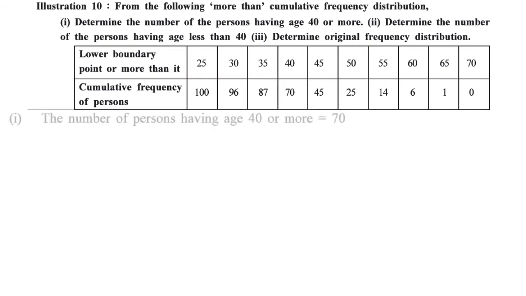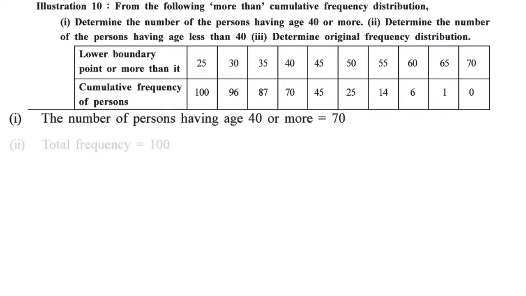Okay, first one, the number of persons having age 40 or more. Now this is a more than type frequency distribution as it is. So 40 or more, so we will just check the value in front of the 40, that is 70. So people with age 40 or more are 70. Now second is a bit of a trick question. We have to determine the persons having age less than 40. Now here the value in front of 40 is more than 40, not less than 40.